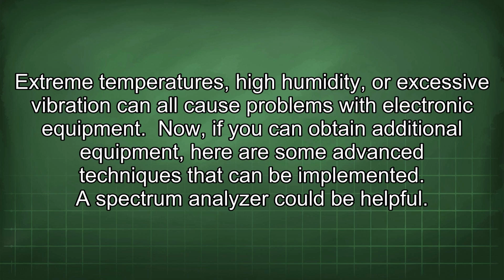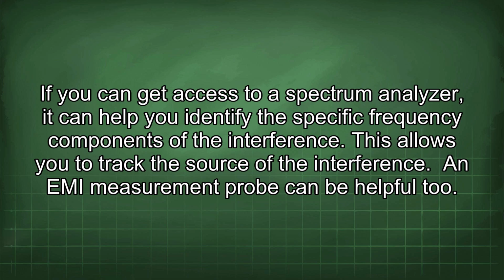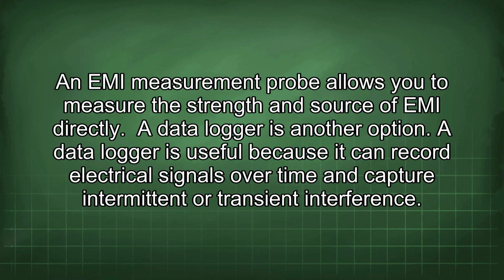Now, if you can obtain additional equipment, here are some advanced techniques that can be implemented. A spectrum analyzer could be helpful. If you can get access to a spectrum analyzer, it can help you identify the specific frequency components of the interference. This allows you to track the source of the interference. An EMI measurement probe can be helpful too. An EMI measurement probe allows you to measure the strength and source of EMI directly. A data logger is another option. A data logger is useful because it can record electrical signals over time and capture intermittent or transient interference.